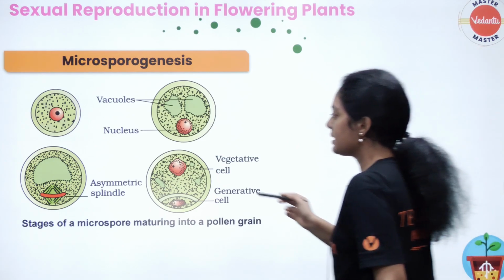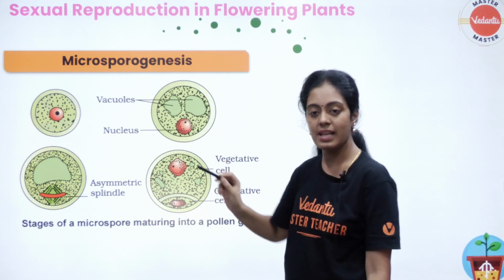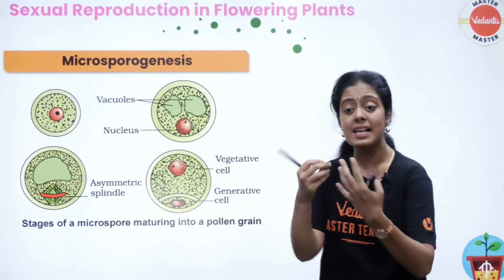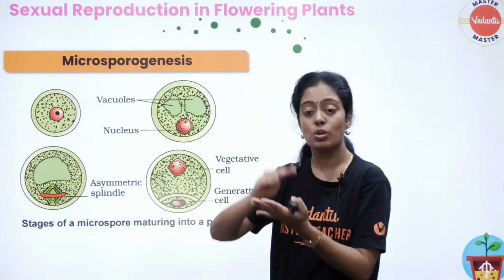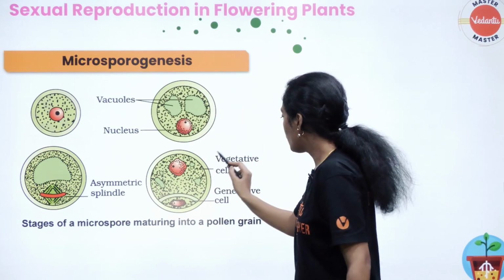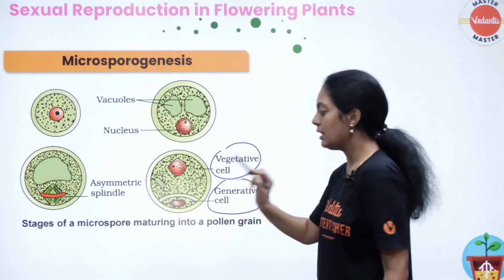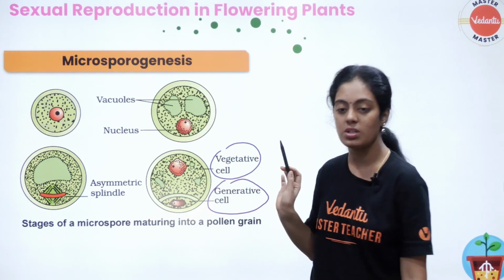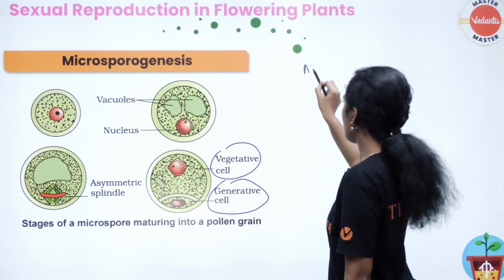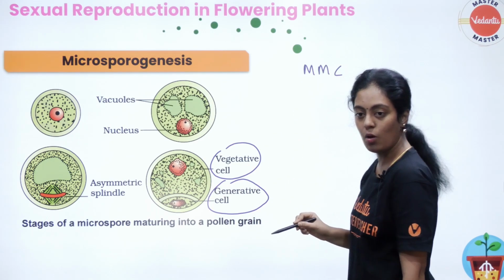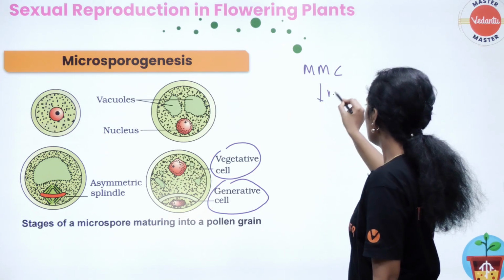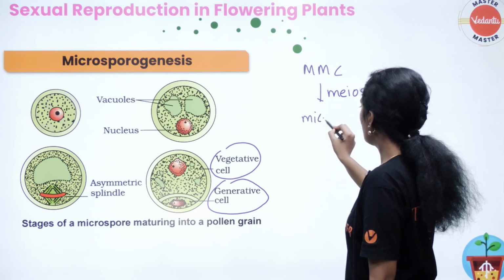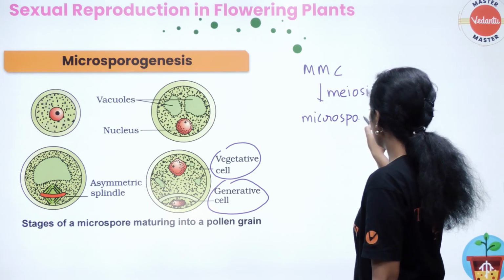Yes, so here you can see this is your microsporogenesis that is happening. Okay, you can see the vacuoles, there is an asymmetric spindle and this asymmetric spindle has led to the formation of two unequal cells. One is your vegetative cell, the other one is your generative cell. These are the stages of microsporogenesis, very very important. Okay, so முதல்ல என்ன நடக்குது பசங்களா, I have my microspore mother cell. Okay, MMC. What is it undergoing? It is undergoing meiosis. Okay, meiosis to form what? Microspore tetrad.